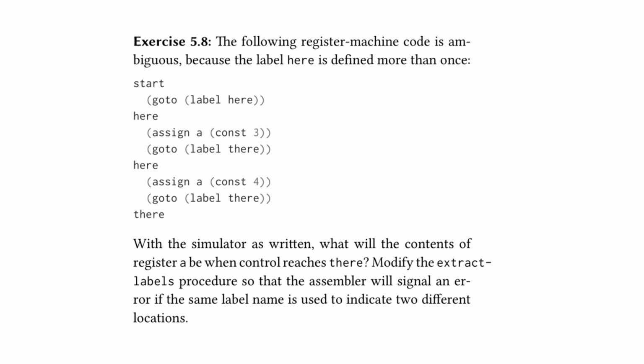Obviously for a register machine controller text, we don't want there to be any ambiguity about where the goto is going to send you when given a label. So when we have start here and it says go to label here, it's not clear: should we go to the first here or the second here? Based on the way the Lisp assembly machine is written, we're going to end up at the first one. But the question is asking us to verify this and then also modify extract-labels such that it errors out.